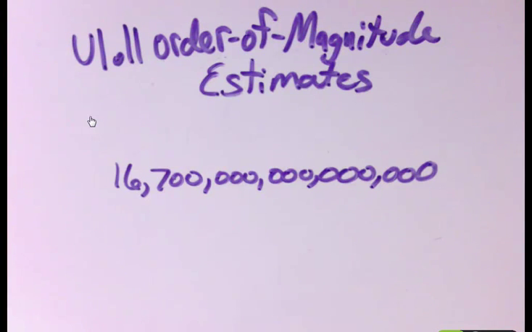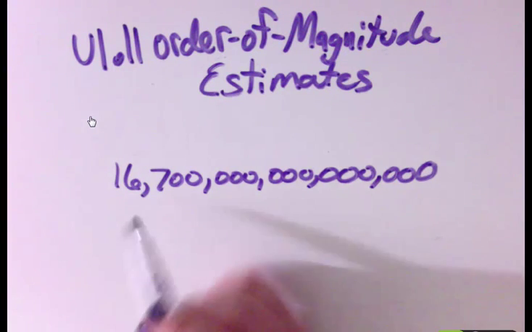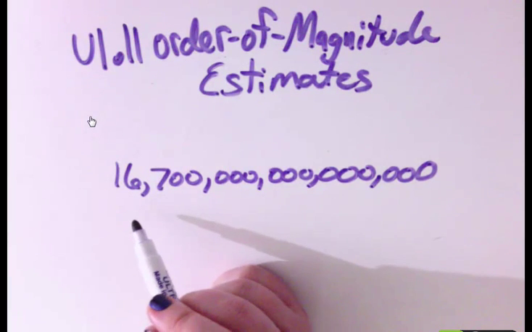Okay, so now we're going to go over Unit 1, Lesson 11, Order of Magnitude Estimates. So if I have this number, there's a lot of zeros there, it's really kind of hard to write it, so we're just going to estimate it when we talk about this number. So the first thing we're going to do is try to figure out what we're going to estimate it to.